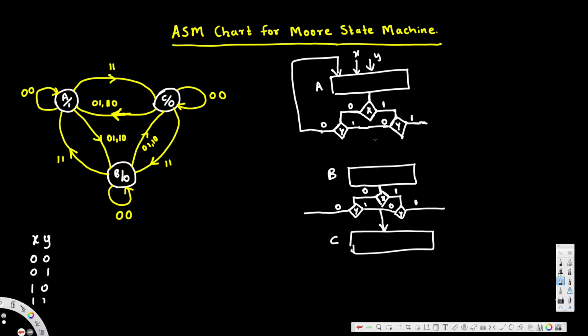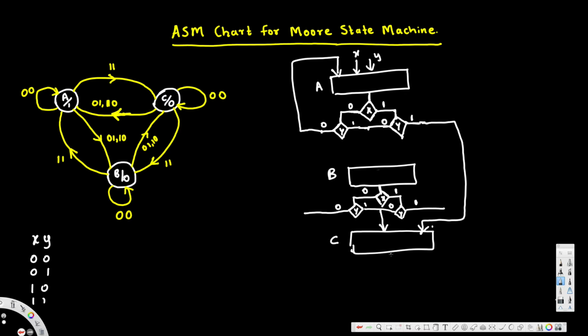Okay, now if the input is 0 0, it's going to A again. If it's 1 1, it's going to C. So 1 1 means x is 1, y is 1. When x and y are 1, it's going to C. And when it's 0 1 comma 1 0, it means it's the common thing here. C goes to A.